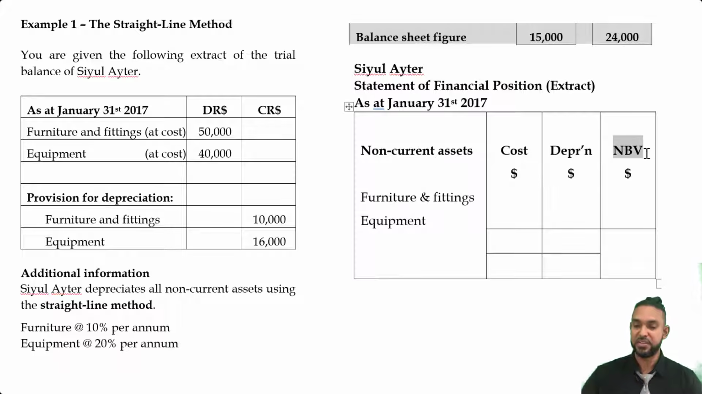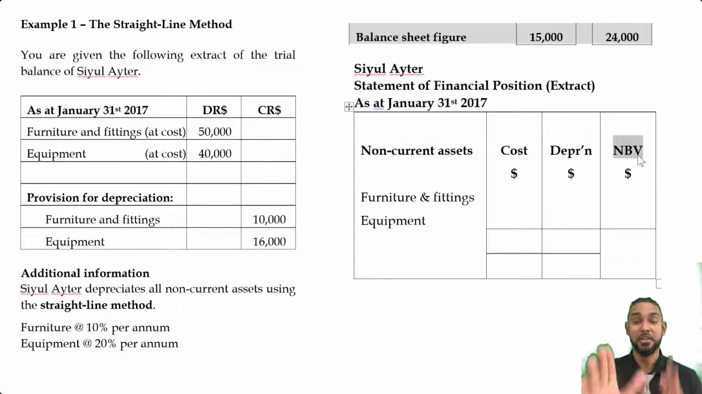And NBV stands for net book value. We've met the word net before. Net means after all deductions have been made. So this is the book value after all deductions have been made. And I hear someone ask, what is book value? I don't know what book value is.